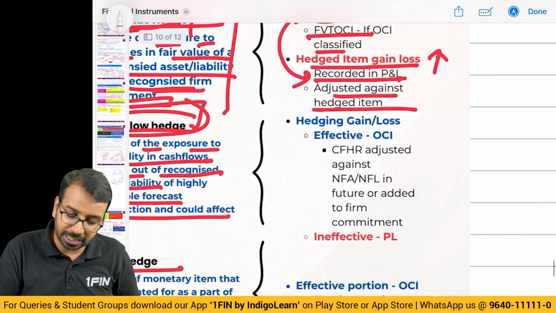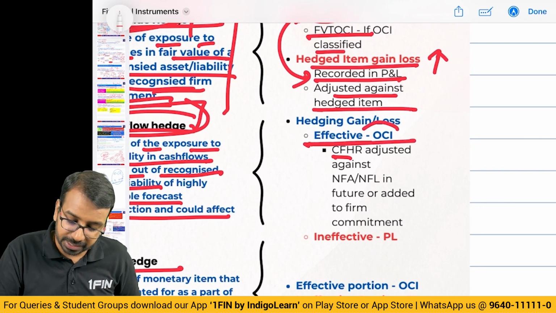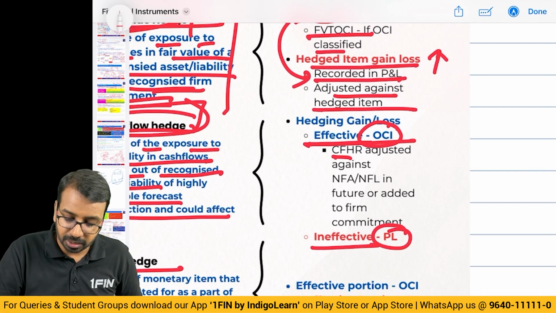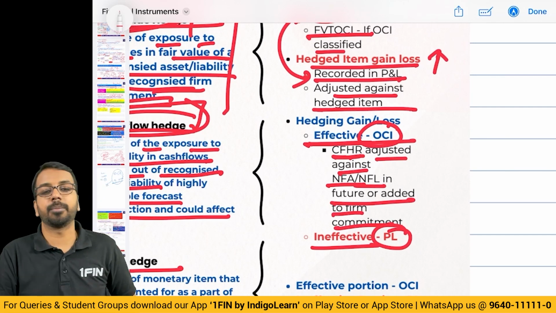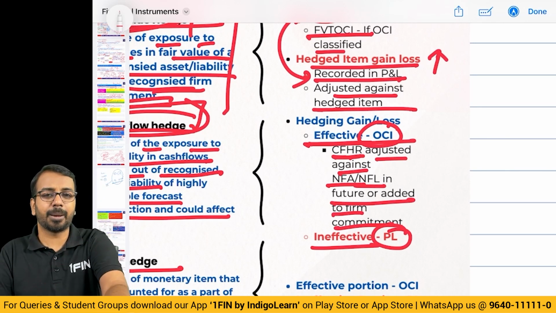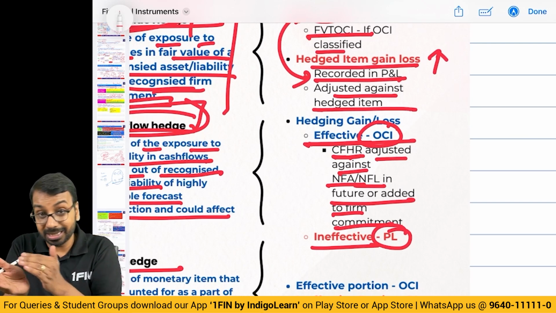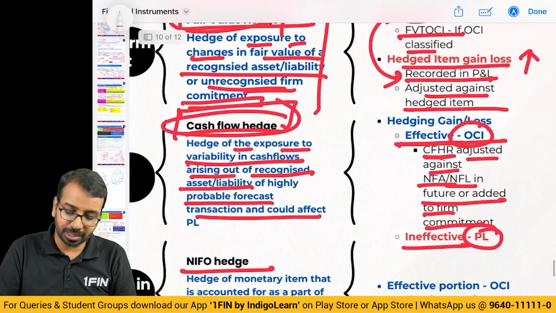Now, as far as cash flow hedge is concerned, the effective portion of it is recorded in OCI, and the ineffective portion is taken to P&L. Subsequently, the cash flow hedge reserve is adjusted against the non-financial asset or liability in future, or added to the firm commitment. Like we did in the case of the previous example, there is an underlying forward contract, this acts as a kind of hedge that I am adding to the cost of the asset itself. Okay, that is the cash flow hedge.